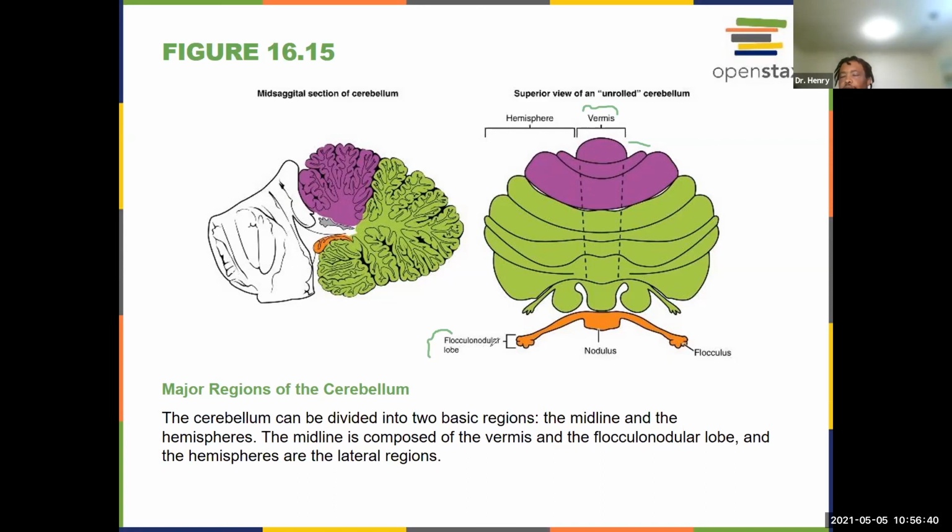Floccular lobe. Sorry about the mispronunciation. Okay, so as I said earlier, when we talk about gait, that's just our walk. And so our balance is going to be dependent on these two aspects.